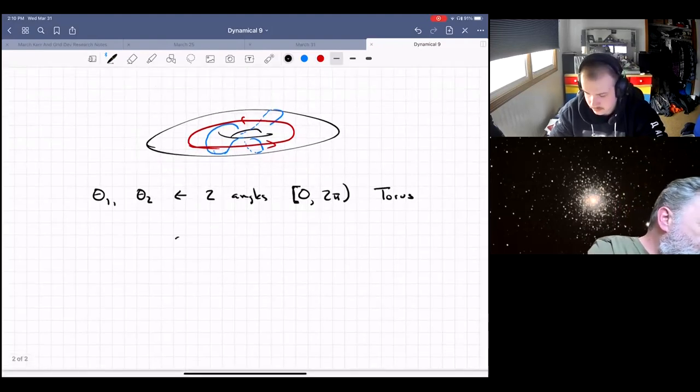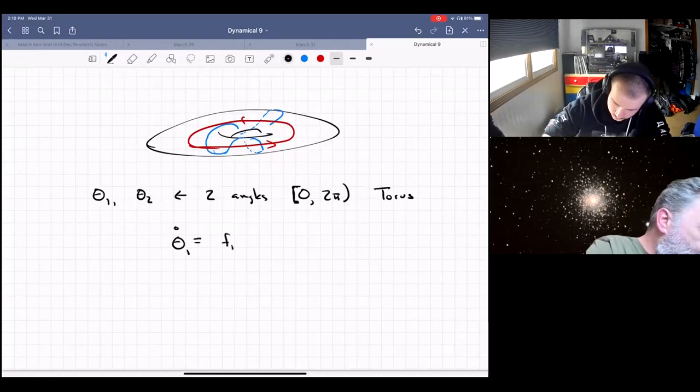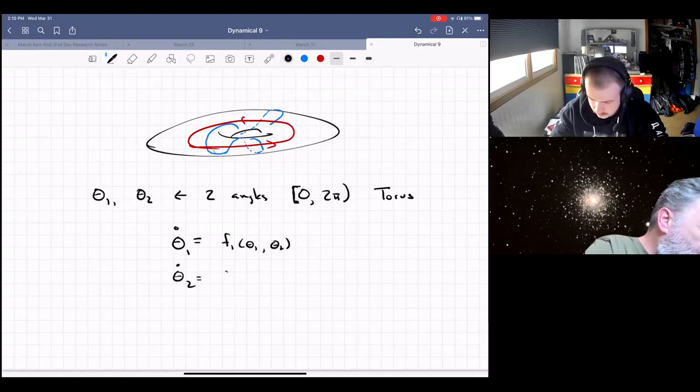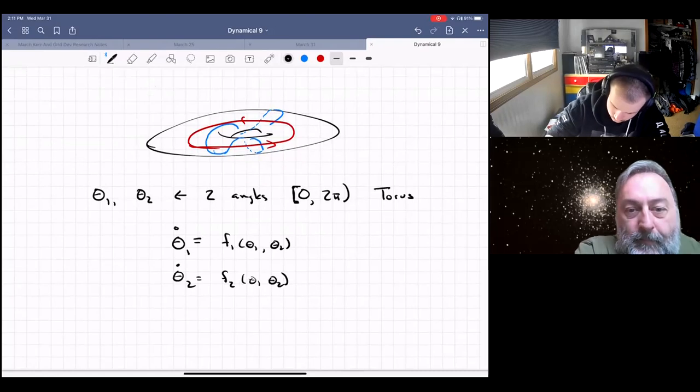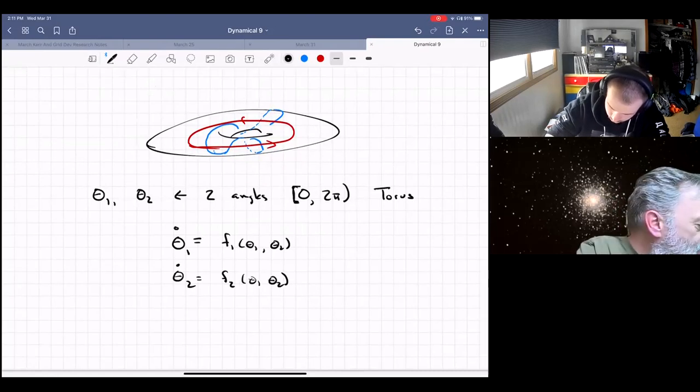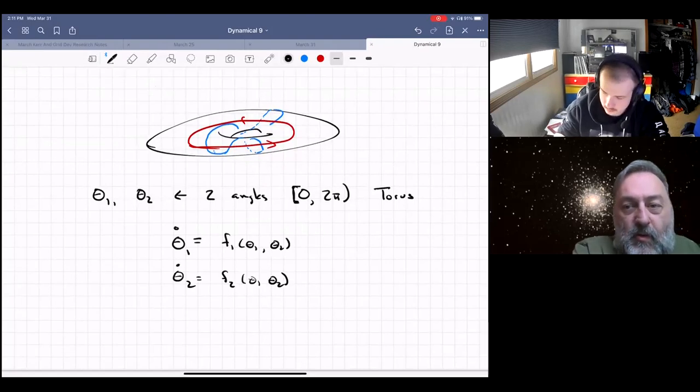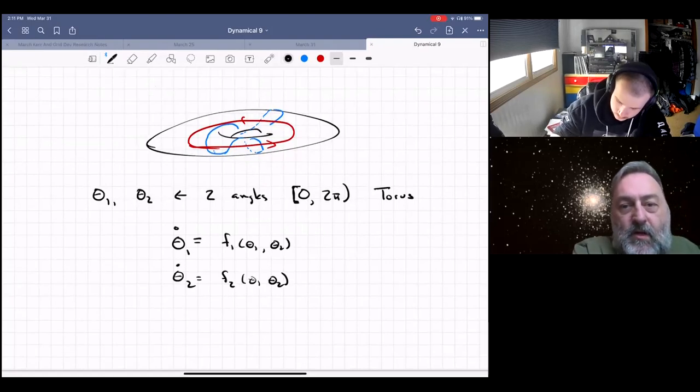And so we're going to look at differential equations that look like theta 1 dot is some f1 of theta 1 and theta 2, and theta 2 dot is some other function of theta 1 and theta 2. So we have differential equations of this kind, on the two-dimensional torus, where the coordinates have this feature that they're cyclic from 0 to 2 pi.